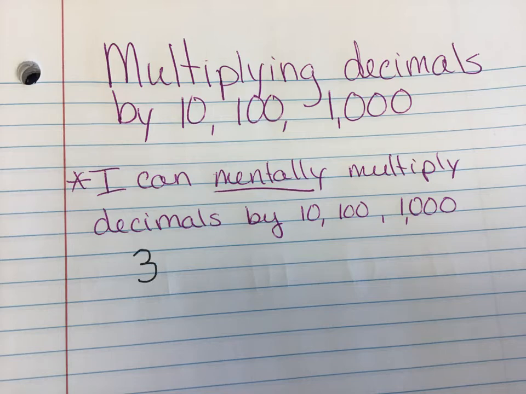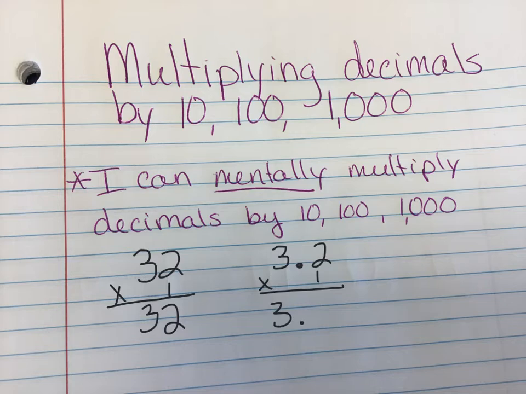So if we had the number 32 and I multiplied it by 1, our answer, of course, using the identity property, is going to be 32. The same goes for decimals. If I had 3 and 2/10 times 1, it's going to come out to the same thing, 3 and 2/10, because of the identity property. Okay, so we talked about the identity property. We're going to look at the number 3.2 again.